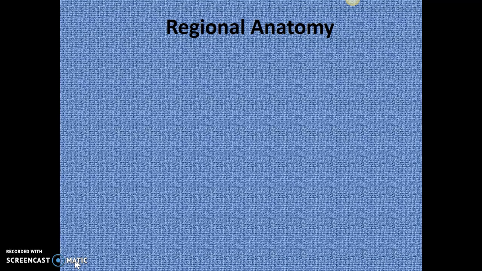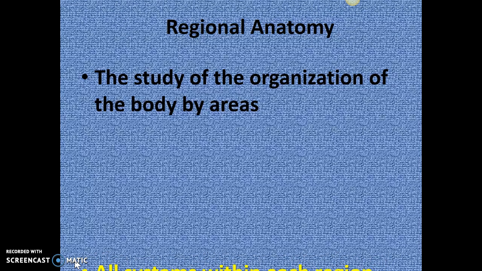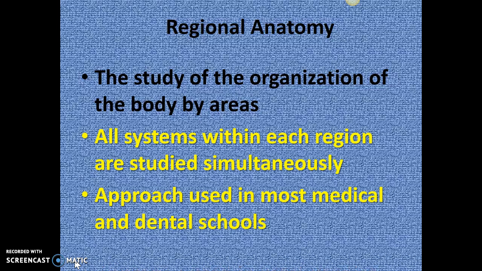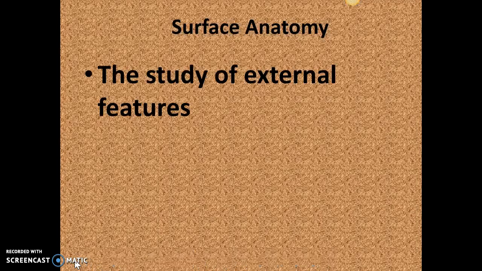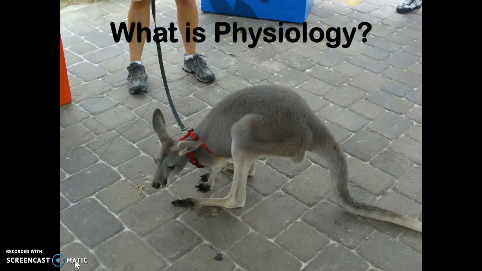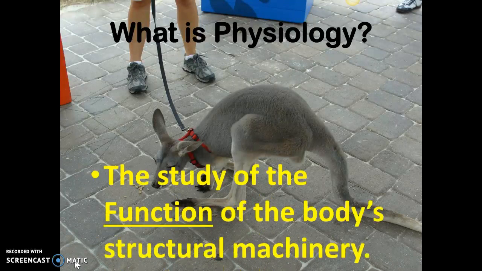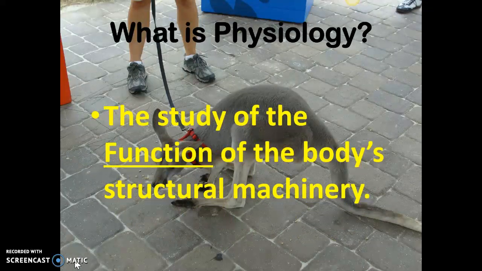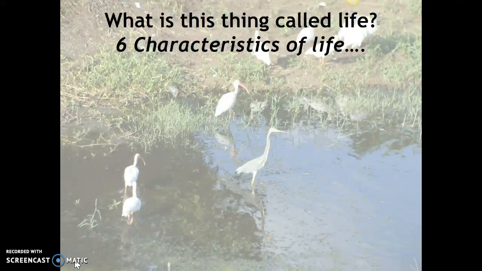Regional anatomy is what they do more in medical school. And surface anatomy is basically the study of the external features and finding landmarks. Physiology, remember, is the function, how the body works. In college, you'll probably take one semester of anatomy, learn all the parts. Second semester, physiology, find out how it works. Here, I give you a general overview of both at the same time. It sets a good foundation for college.